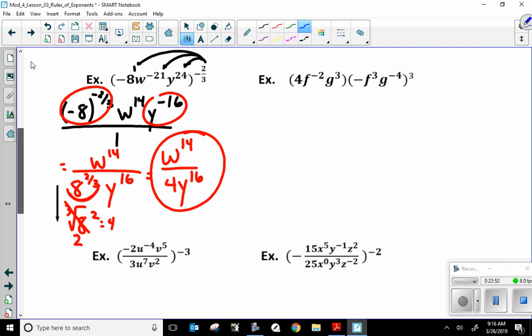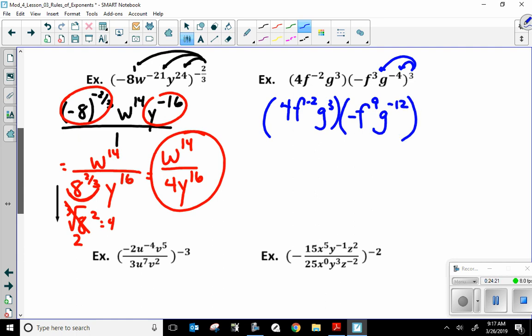I'm so silly. This 3 needs to be distributed in first. PEMDAS. Okay, exponents come before multiplication. Before I can multiply both of those expressions together, I need to distribute that 3. I got so excited doing math. 4 after the negative 2 times g to the 3 times, okay, that's negative f. 3 times 3 is 9. g, negative 4 times 3 is negative 12. Now I can multiply these two together.